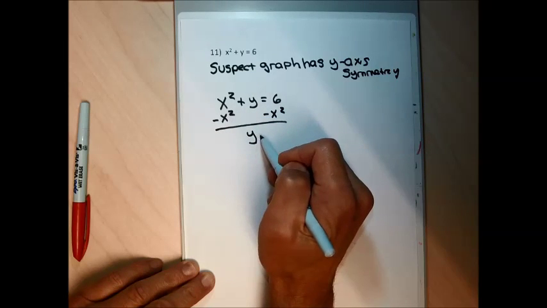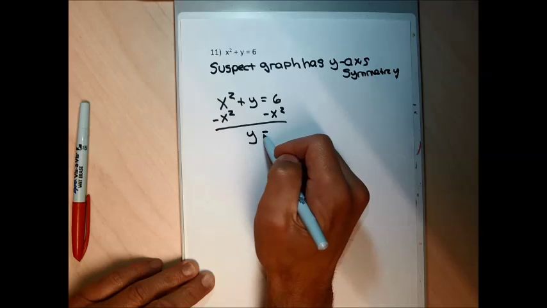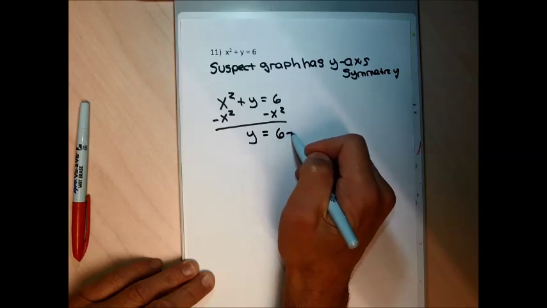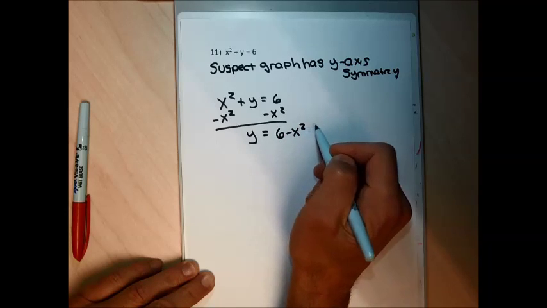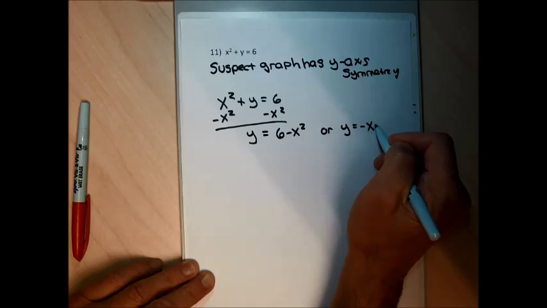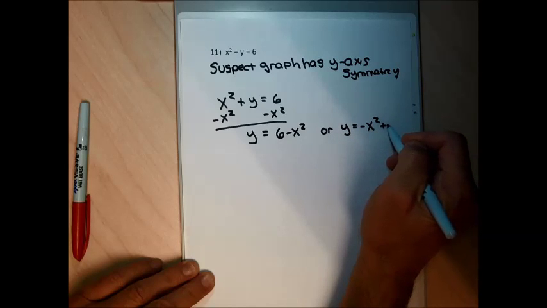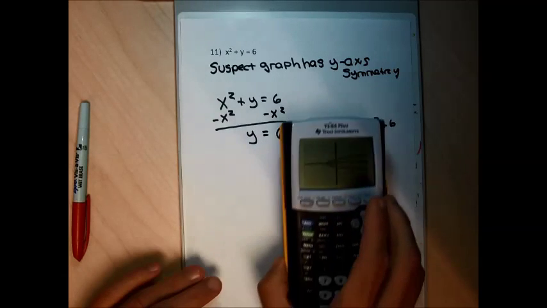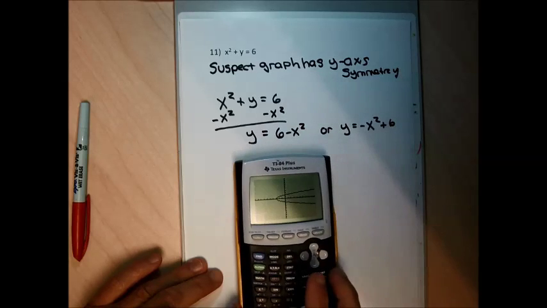I can subtract x squared from both sides, and I have my choice of writing y equals minus x squared plus 6 or 6 minus x squared. They both will graph exactly the same. For me, it's easier to enter 6 minus x squared than it is minus x squared plus 6, but it hardly matters. So I'm going to sketch a graph of this, and that graph should have symmetry to the y-axis.